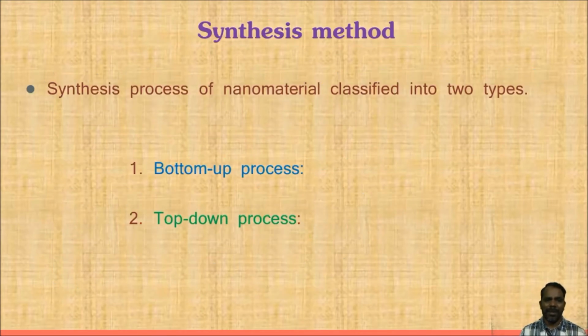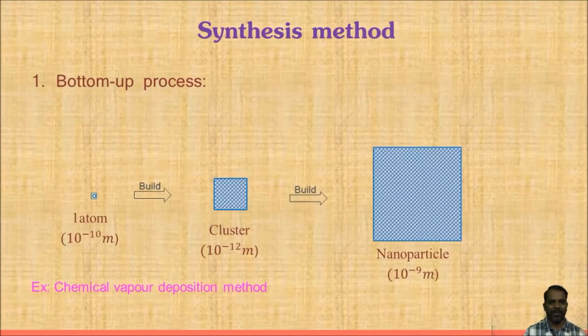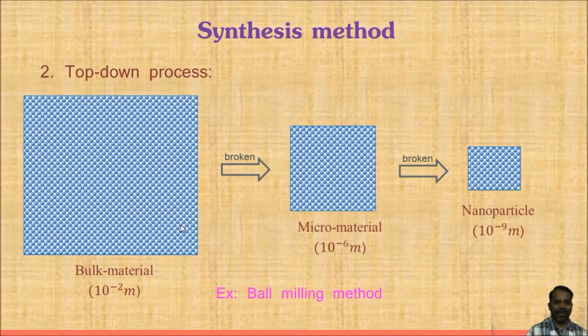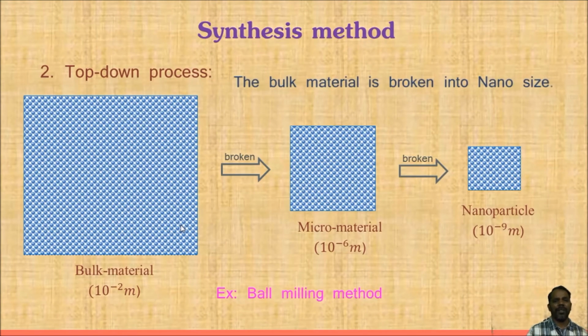Now the synthesis method. The synthesis processes of nanomaterials are classified into two types: one is the bottom-up process and the other is the top-down process. First, what is meant by the bottom-up process? In this case, we take an atom and build atom by atom to get the nano size. In the top-down process, the bulk material is broken down into nano size.